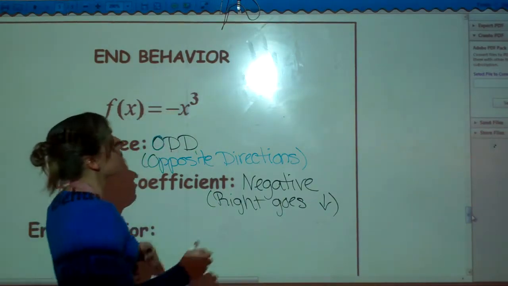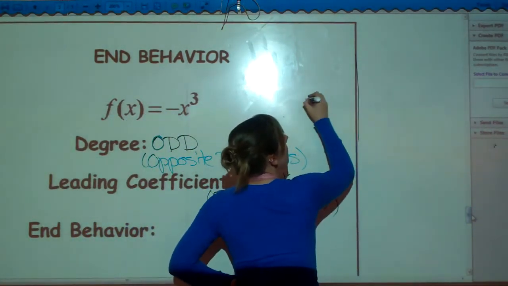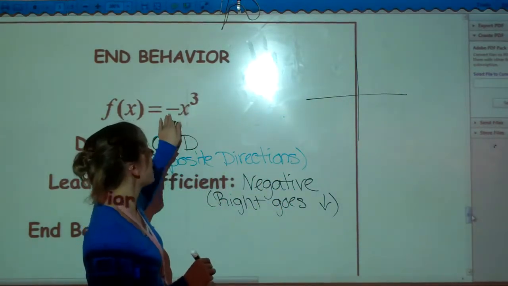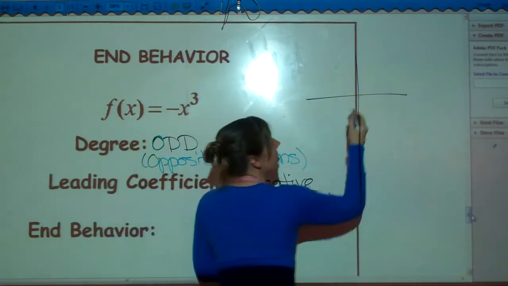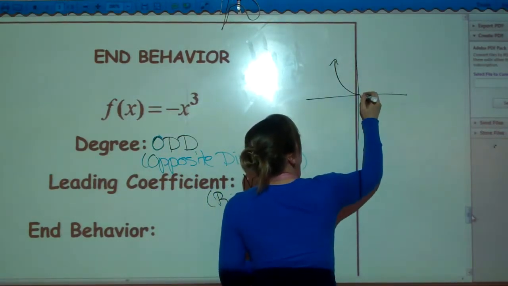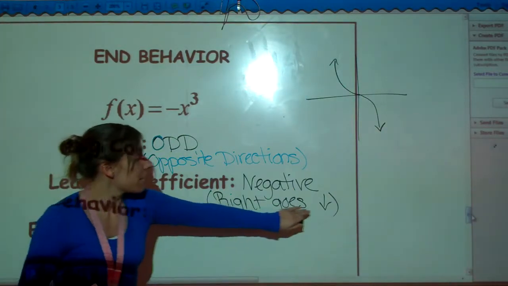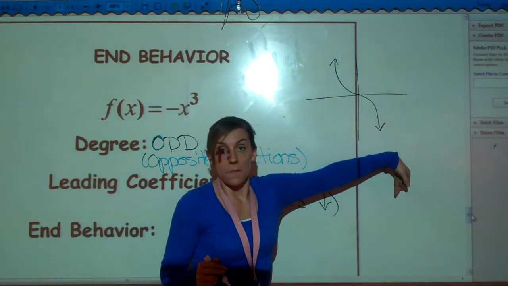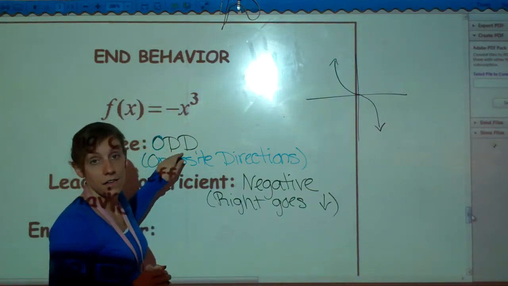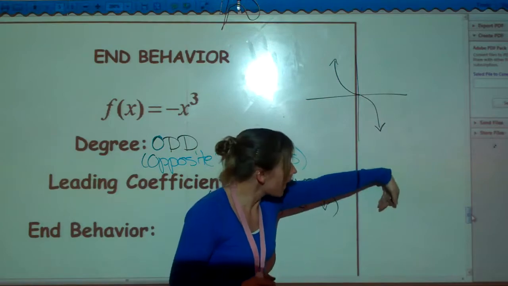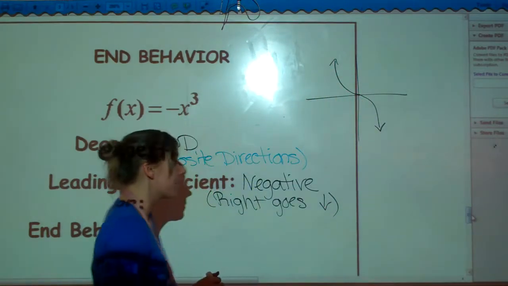So this is x to the third. We know that that graph originally goes up and right, down and left, but that negative flips it, so it actually goes up and left and down and right. So that's what we're talking about. The right goes down, and since it's an odd degree, that means that the left does the opposite. So since the right goes down, that means the left goes up.